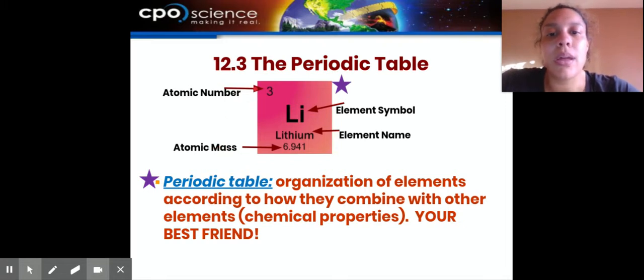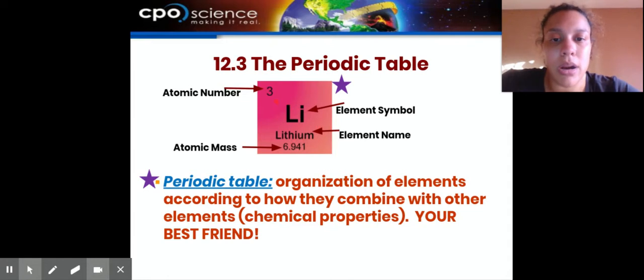So the atomic number, reminder that this is going to tell us how many protons there are in an atom, right? And then the atomic mass tells us protons plus neutrons. So if we were to round this up, we know that there are 3 protons over here. And if we subtract 3 from 7, we know that there would be 4 neutrons in our element lithium, right? So that's a little recap.